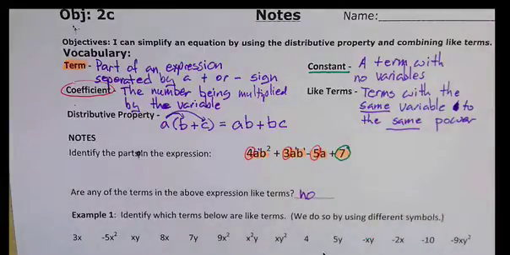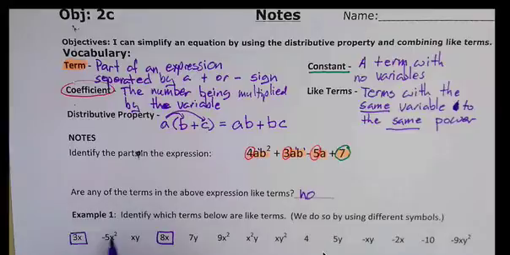All right, identify which terms below are like terms. We do so by using different symbols. One of the tricks I use, and we'll use it later when we're simplifying problems, is a different symbol. So for instance, let's put a square around anything that'd be a like term with 3x. As I scan down here, I'm looking for anything with just an x in it. So 8x would work. Keep going. And that's the only one I see with just x in it, to the power of 1.